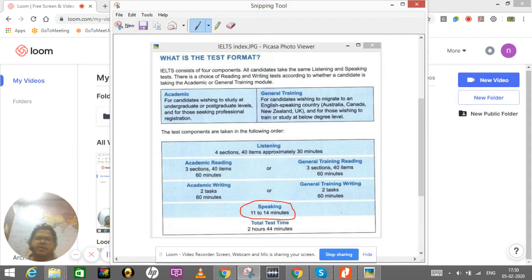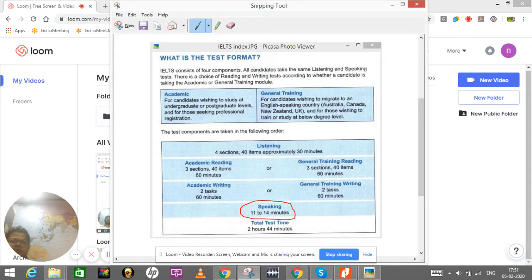Now, this particular session would last for 11 to 14 minutes, and this can be conducted on the same day or maybe 7 days before or 7 days after your main exam. Suppose you're having your main exam on the 10th of a particular month, so this speaking exam can be conducted 7 days prior or later, according to the holidays, public holidays, and things. And there are chances that it can be conducted on the same day as well, right?